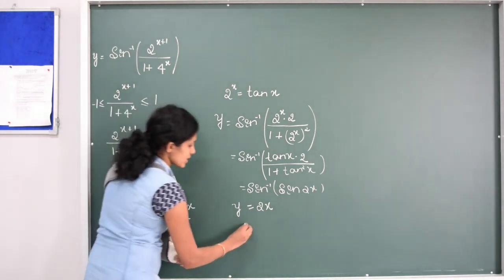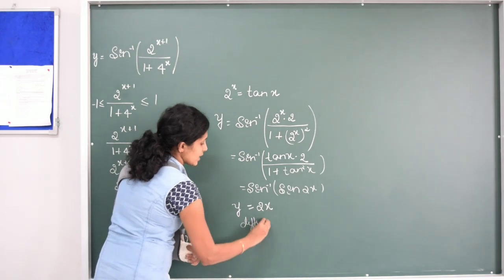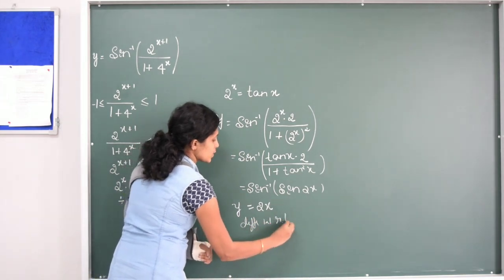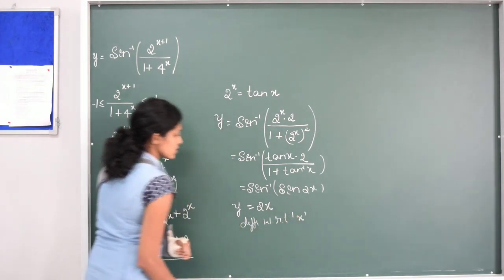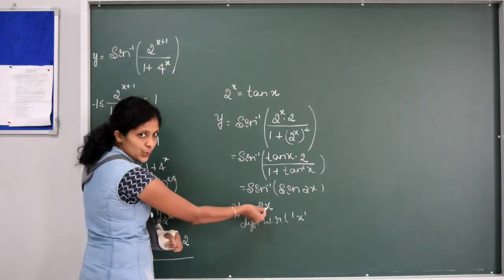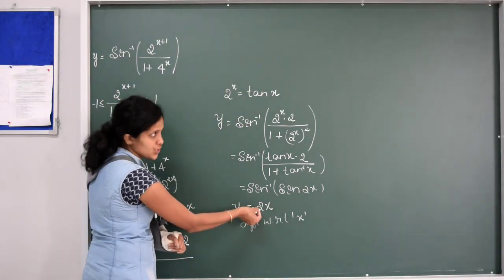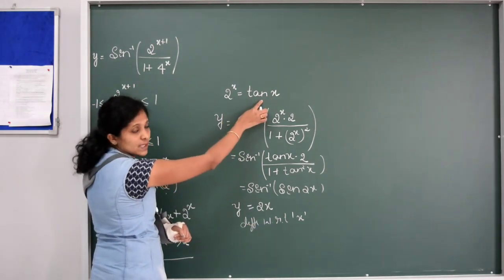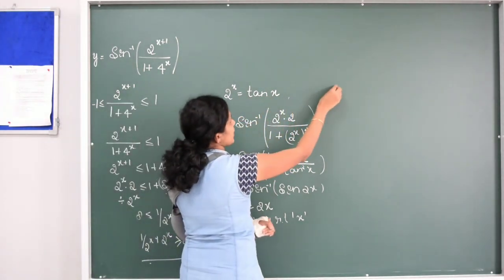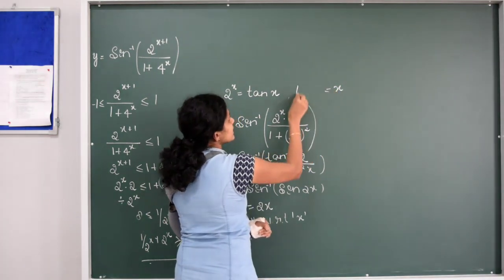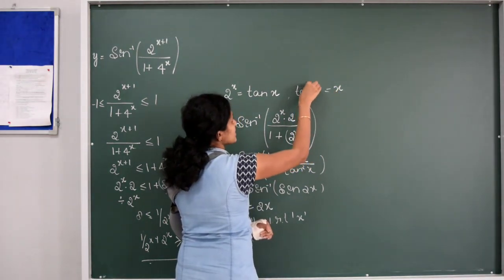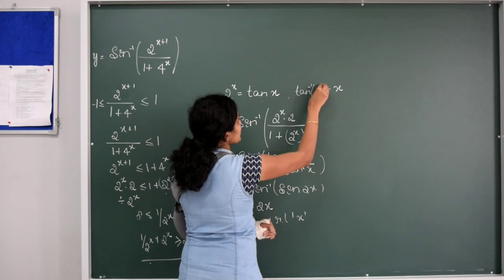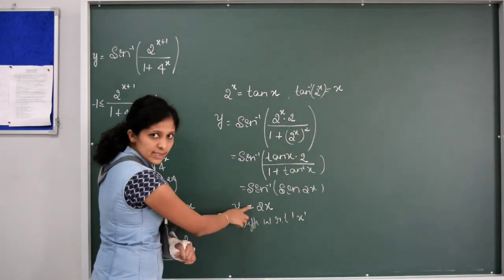Now we differentiate this function with respect to x. Okay, y is equal to 2x. One more thing. Before differentiating this one, we had given the substitution, right? 2 to the power x is equal to tan x. So what is the value of x? x will be equal to tan inverse of 2 to the power x. Is it clear? Tan inverse of 2 to the power x. Here y is equal to 2x.